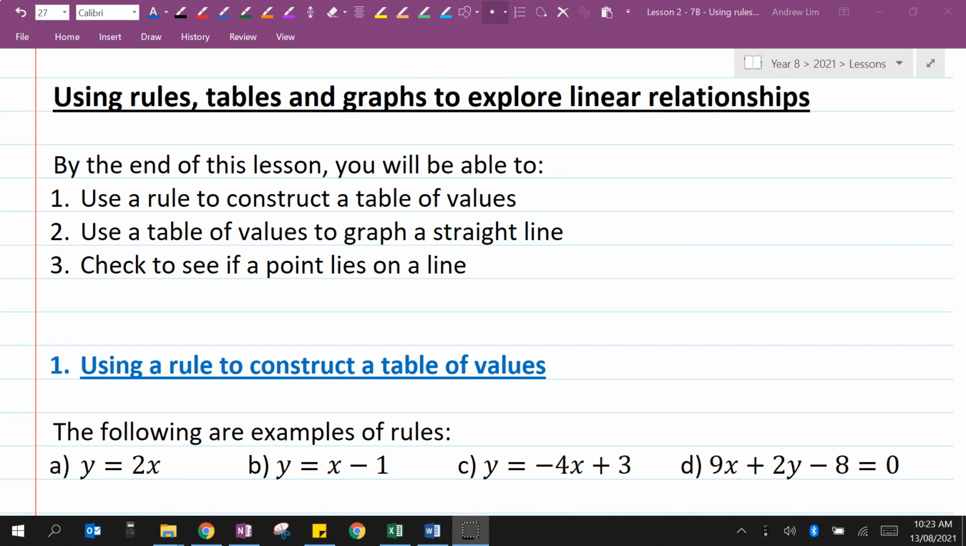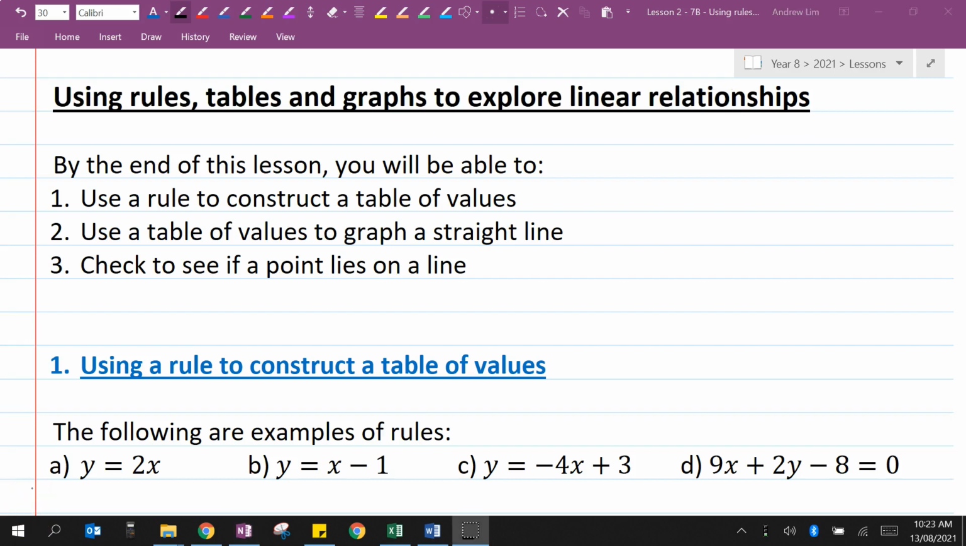In this video, we're looking at using rules, tables, and graphs to explore linear relationships. So the word linear just means straight lines. So we're looking at relationships between two variables, x and y, where they form a straight line.